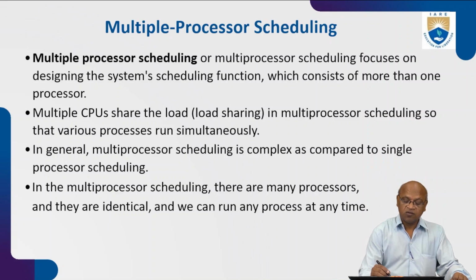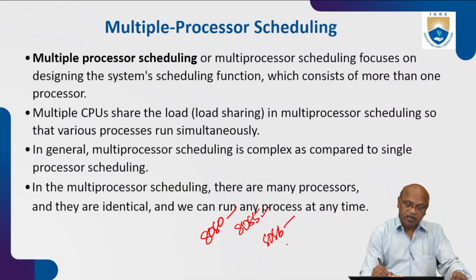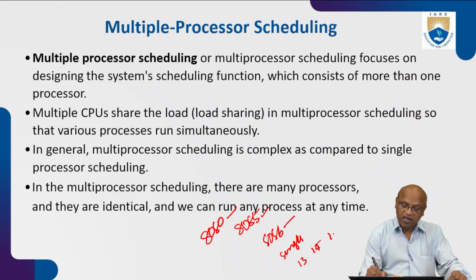As you know, in the earlier days, the first microprocessor was 8080. This was the starting microprocessor. After that, 8085, an 8-bit processor. After that came 8086, a 16-bit processor. So now we are getting them on laptops or systems. Earlier we had a single processor. Now we have i3, i5, i7 like this.